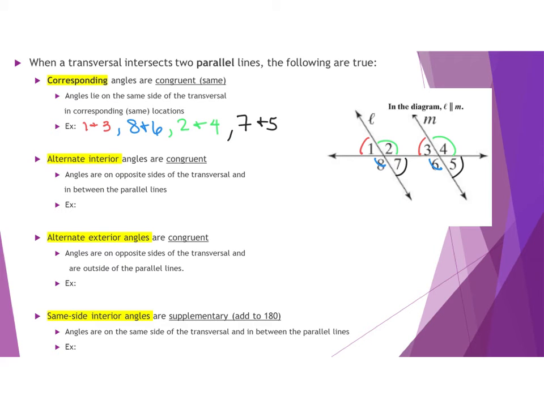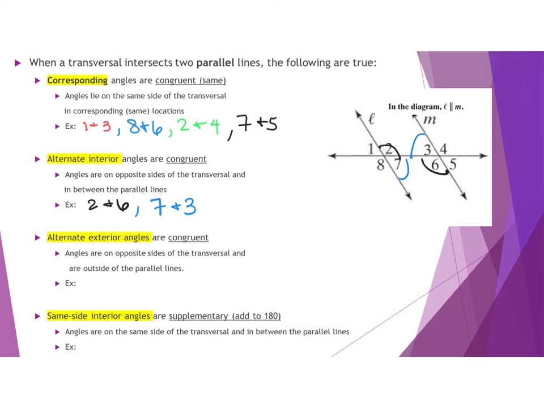Okay, the next property talks about alternate interior angles. These are angles that are on opposite sides of the transversal. In this case, we have something like 2 and 6. So 2 and 6 are considered alternate interior, because alternate means they're on different sides, and interior means they are on the inside of the two parallel lines. And if 2 and 6 are alternate interior angles, so are 7 and 3. So we could also put down angles 7 and 3.